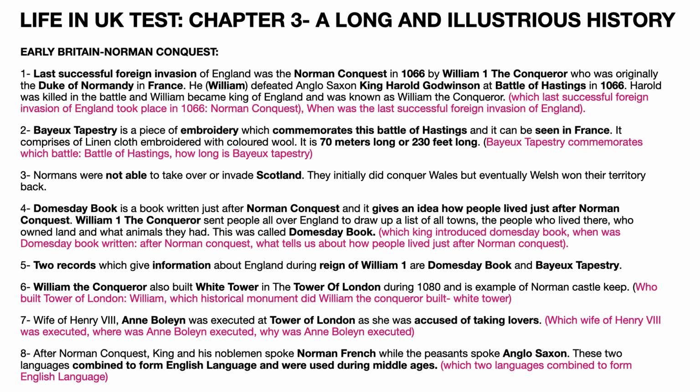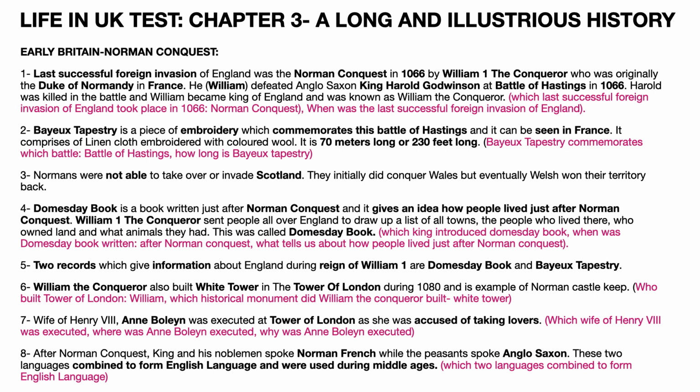So, after these, we talk about the Norman conquest. The last successful foreign invasion of England was the Norman conquest in 1066 by William I the Conqueror, who was originally the Duke of Normandy in France. William defeated Anglo Saxon king Harold Godwinson at the Battle of Hastings in 1066. Harold was killed in this battle, and William then became the King of England and was known as William the Conqueror. So the question asked here is, which was the last successful foreign invasion of England? That was the Norman conquest. And when did it happen? It took place in 1066.